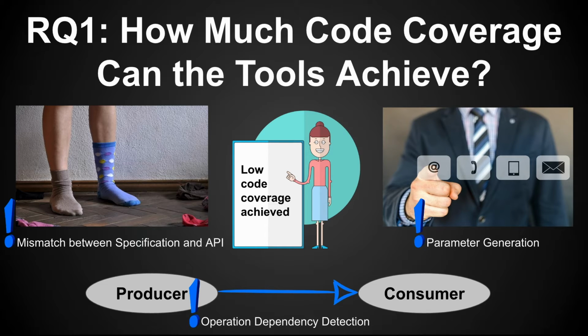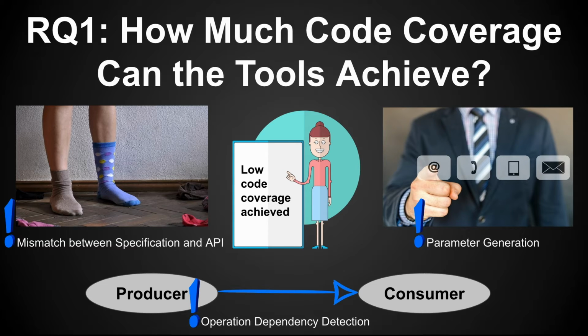Firstly, operations often have a producer-consumer relationship. As an example, a user ID should be generated before searching for that user ID. So, it's crucial to generate stateful test cases taking into account existing operation dependencies.